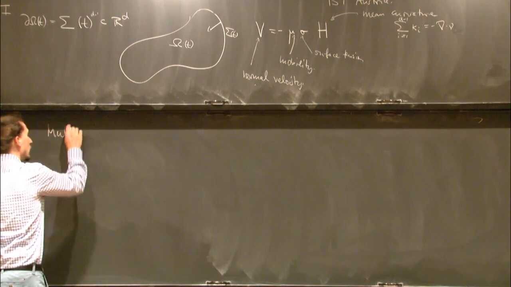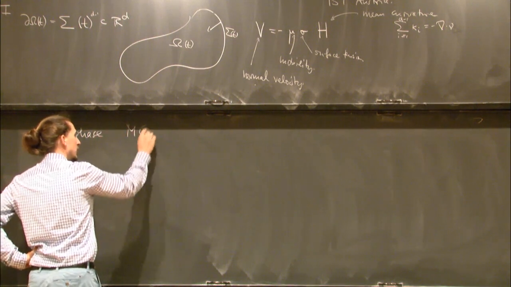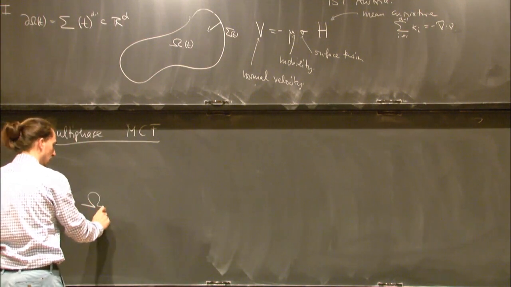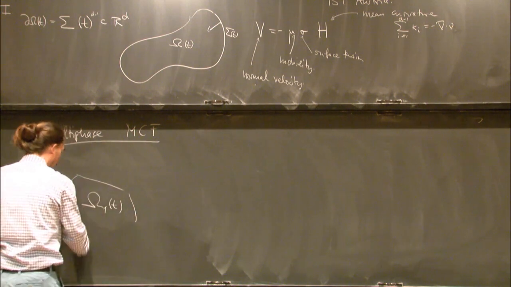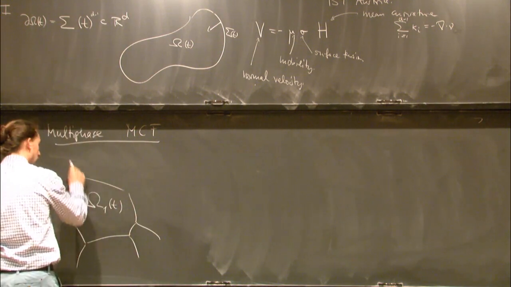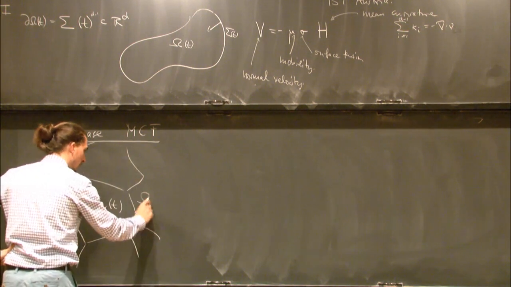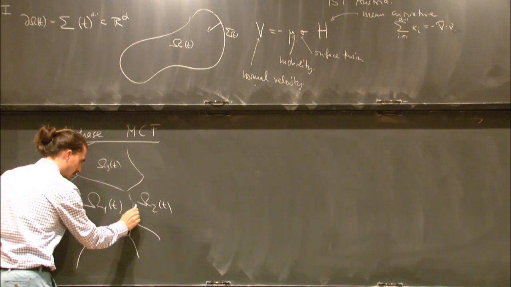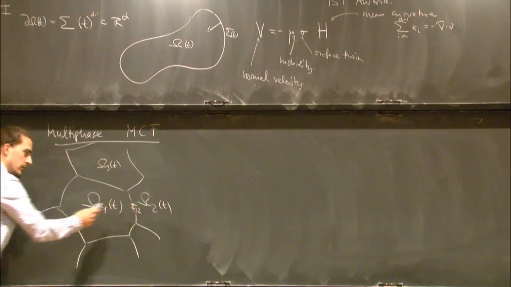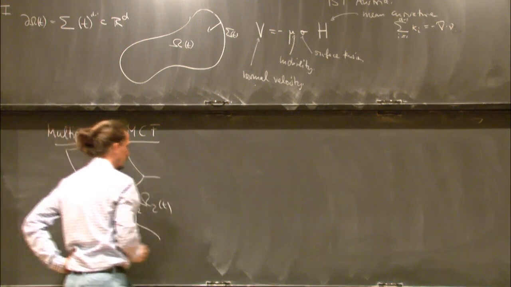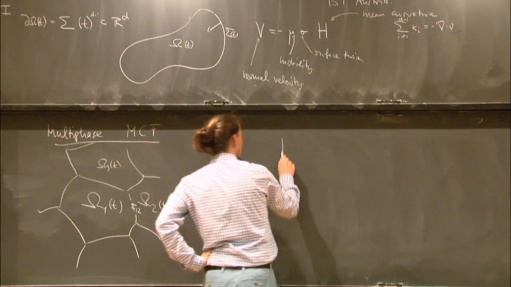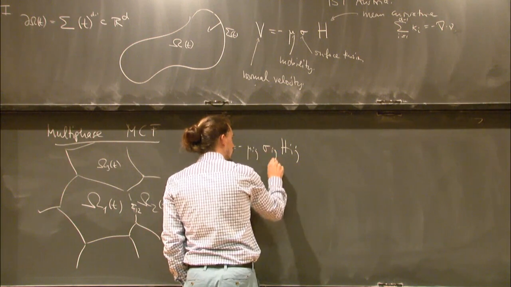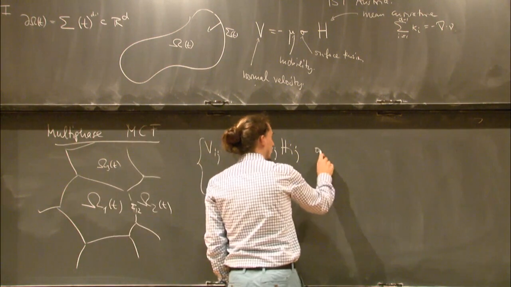And so what is multiphase mean curvature flow? So now I have not only one set omega, but I have several sets that form a partition. So it looks like this. So this is omega 1, omega 2, omega 3, and so on. And they share interfaces, which I always give the two indices of the two adjacent regions. And then the equation reads, it's the same equation. It's just that the normal velocity is proportional to the mean curvature. And this is on each of these interfaces.